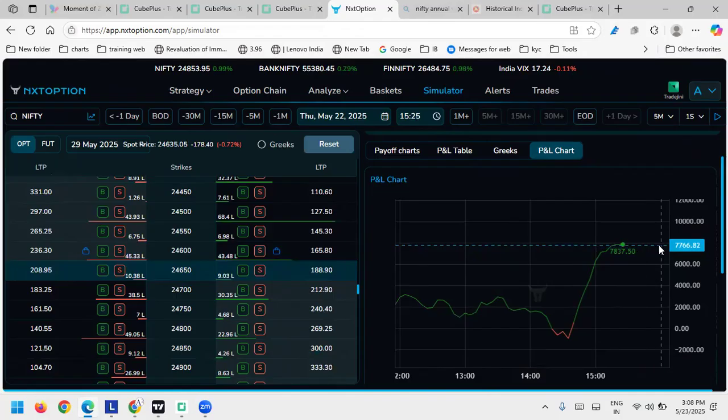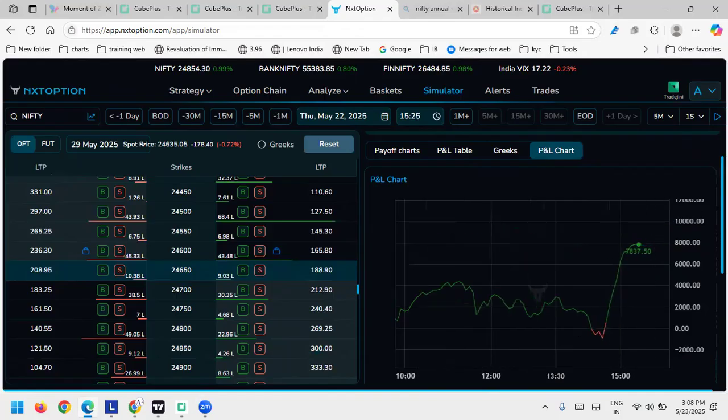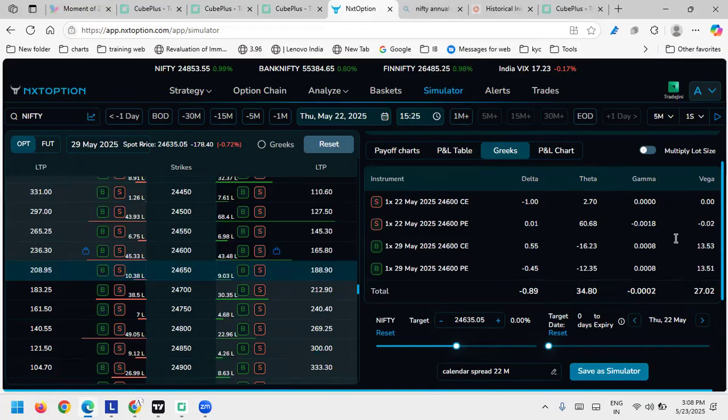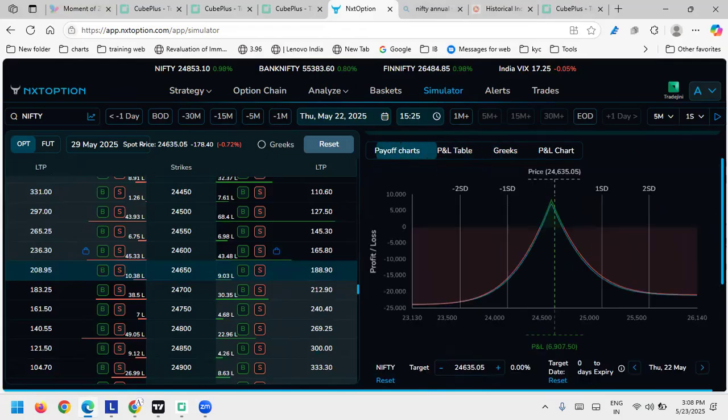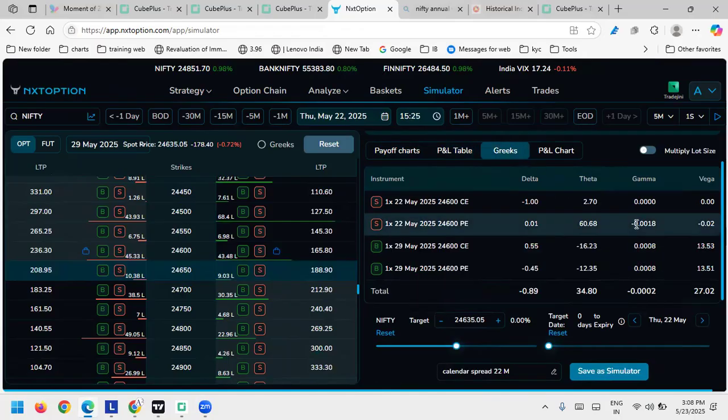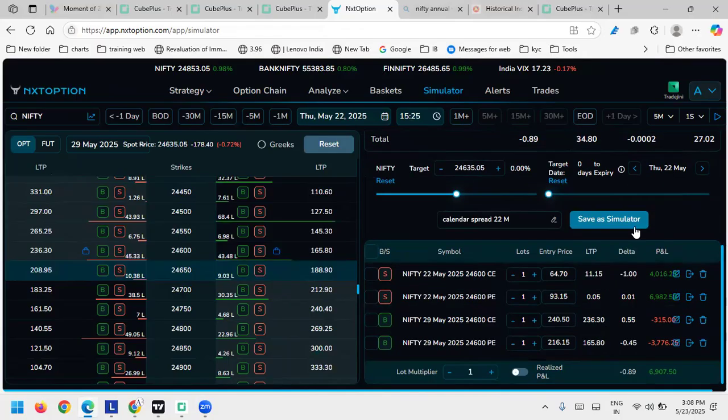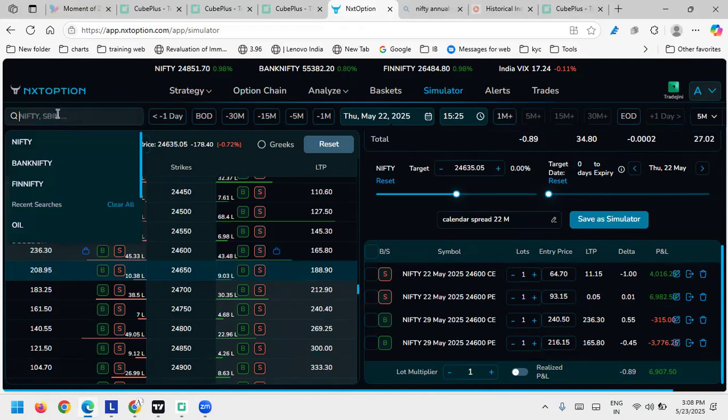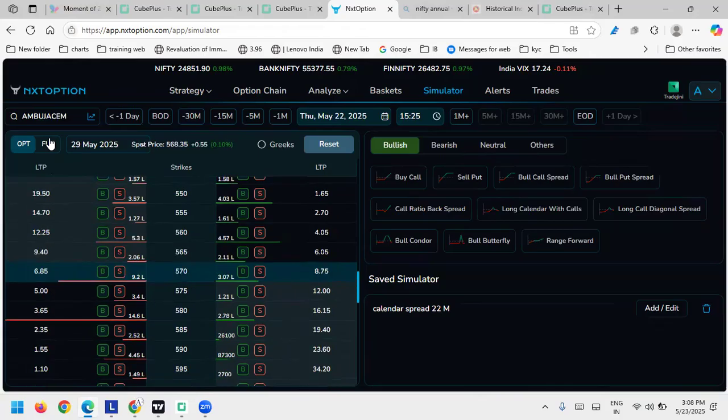So you can build any kind of strategy using the simulator and see how they perform. You can see the Greeks, how they behave during the market hours. You can see the P&L table and payoff chart. Okay, and also one more interesting thing. Let's say I buy Ambuja Cement.